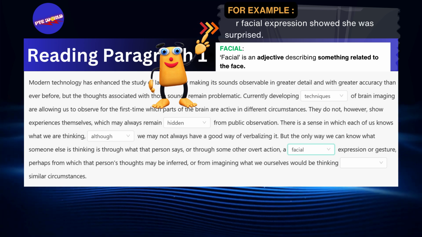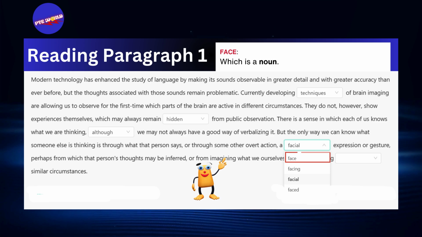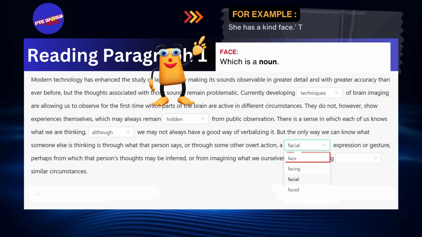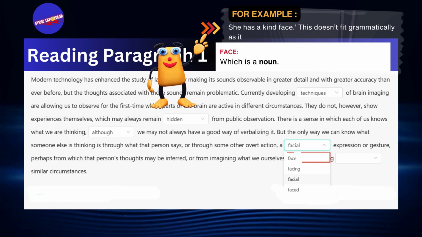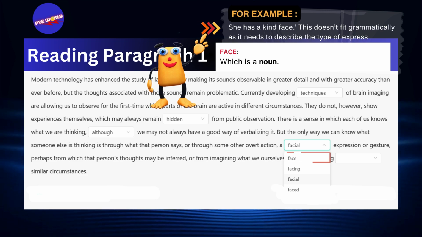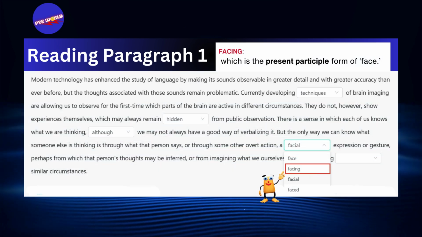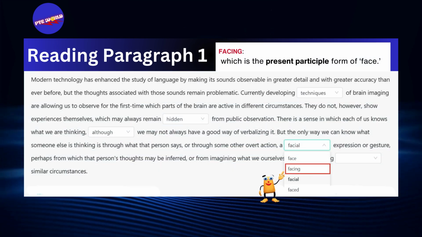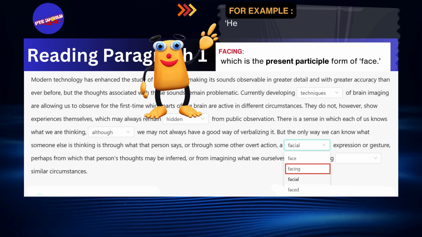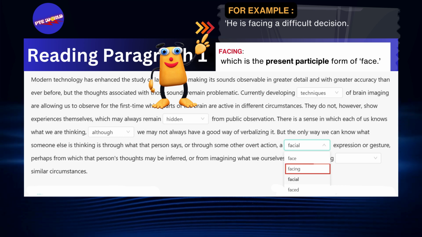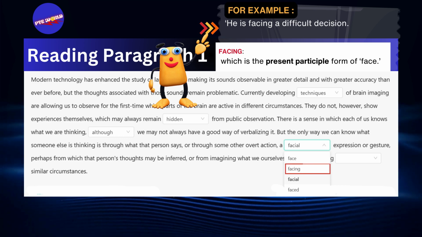Why not the others? First is face, which is a noun. For example, she has a kind face. This doesn't fit grammatically, as it needs to describe the type of expression. Second is facing, which is the present participle form of face. For example, he is facing a difficult decision. This doesn't fit grammatically, as it suggests an action, not a description.